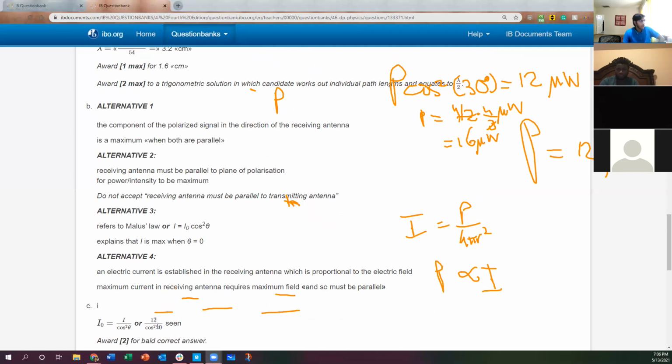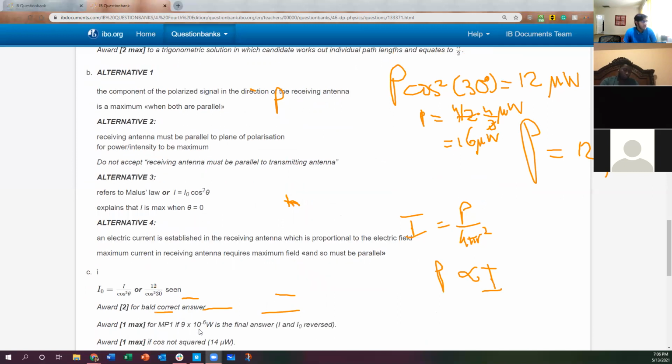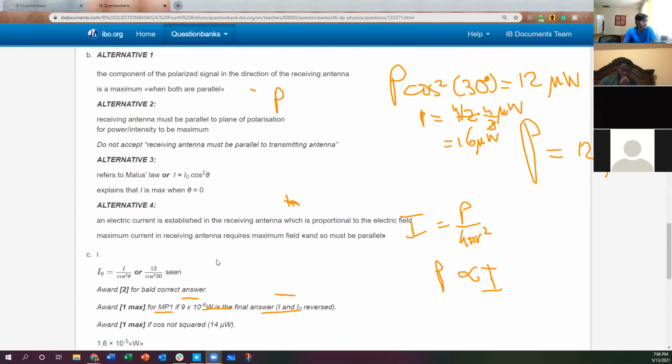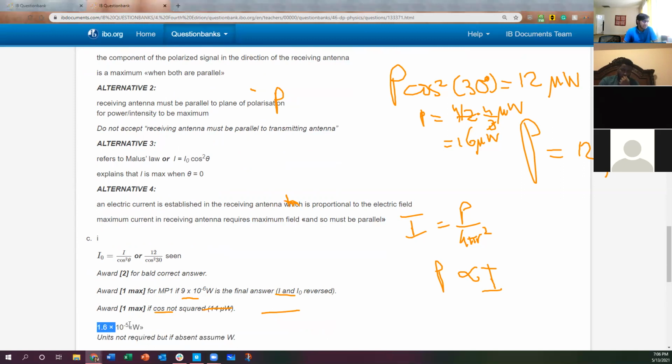I is equal to 12 over cos squared 30. Oh, I think they're giving you credit for just, it is 16. Yeah, 16 microwatts. I guess they just didn't write down the complete answer. Oh yeah, 1.6 times 10 to the negative 5 watts. We wrote an equivalent answer, so that's correct.